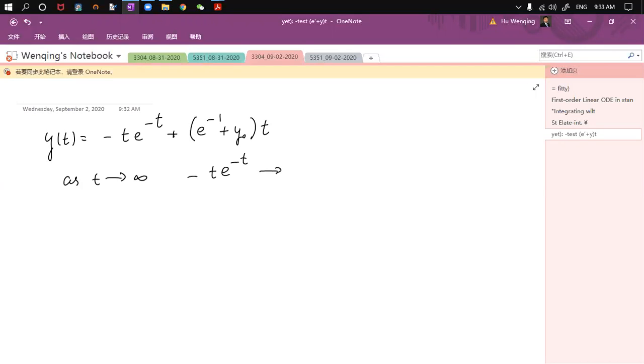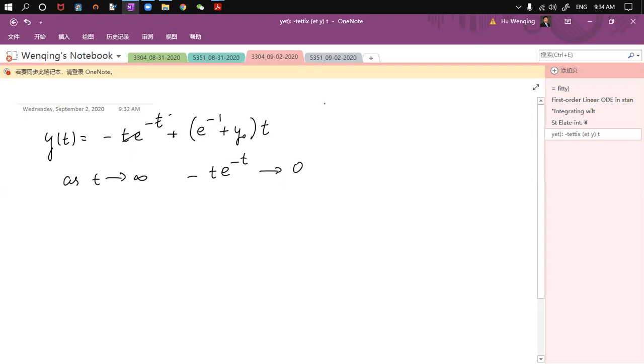You see, t is a growing polynomial, and e power minus t is decreasing exponentially. So you're multiplying something increasing by something decreasing, what will be the limit? The limit is 0 because the exponential is always going to kill any polynomial growth. The limit is 0, right? So as t goes to infinity, you don't really have to worry about this term. Just worry about this term.